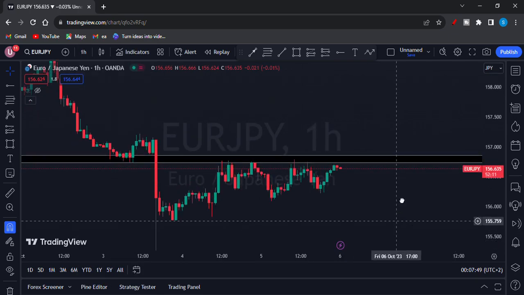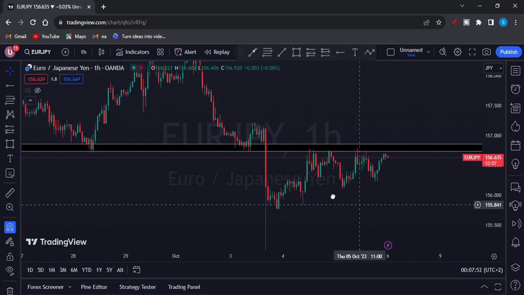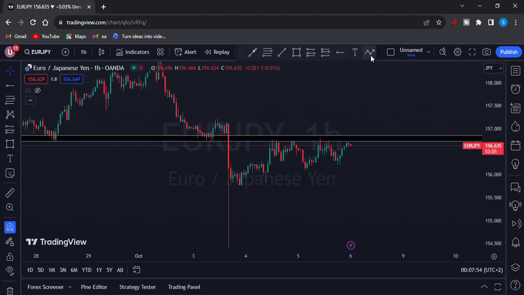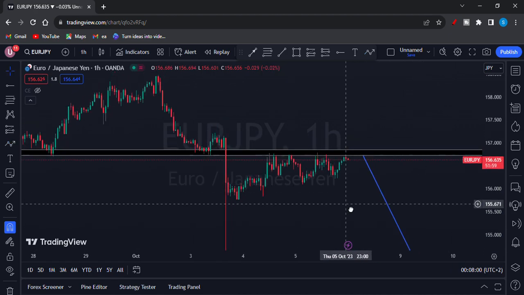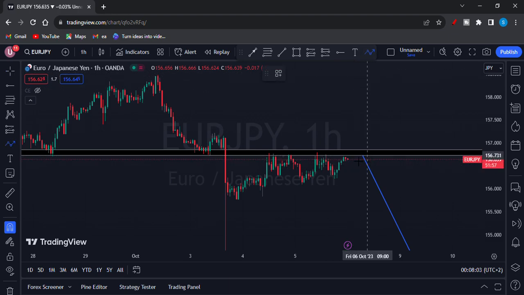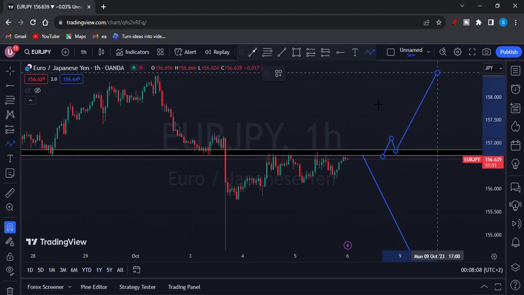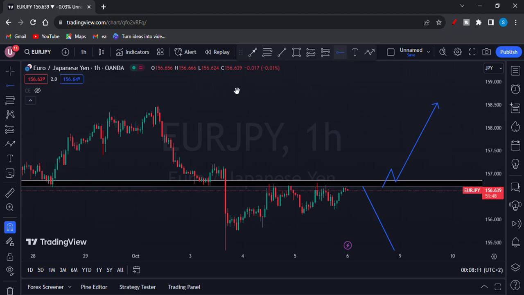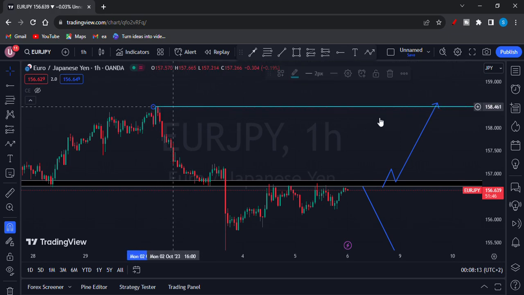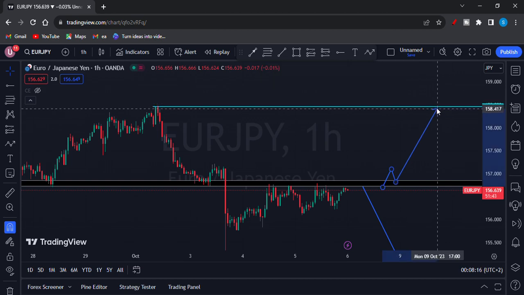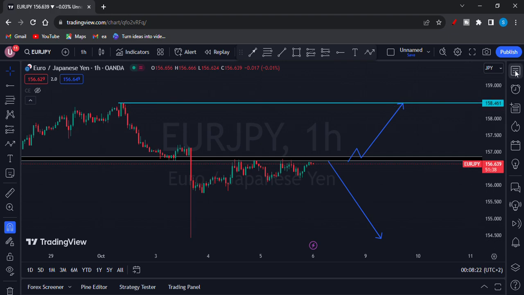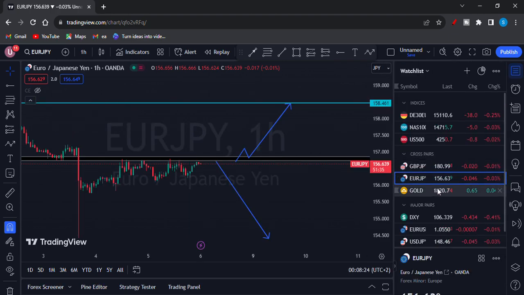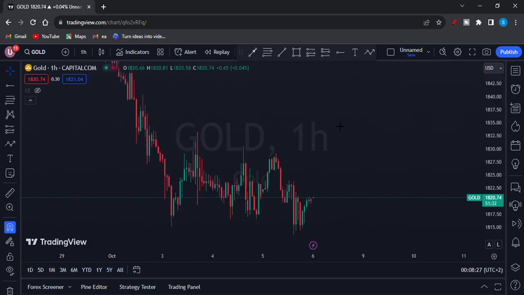So for hourly, what I'm going to look out for is a potential of a push to the downside. Or if this doesn't happen, then we can see something like break, test, and then continue. Potential up to there. Okay, so excuse me. So let's go to gold.